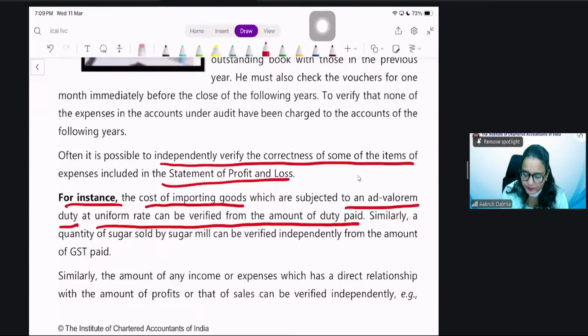Now, what it means is that if, for example, the uniform rate of duty is say 5%, then we know exactly the total value. We can easily calculate the total value, because if 5% is say 1,000 rupees, then we can calculate what is 100%. So that is what it means. Very good. Very good. Ad valorem means at value. Okay. Very good, Ramachandran.